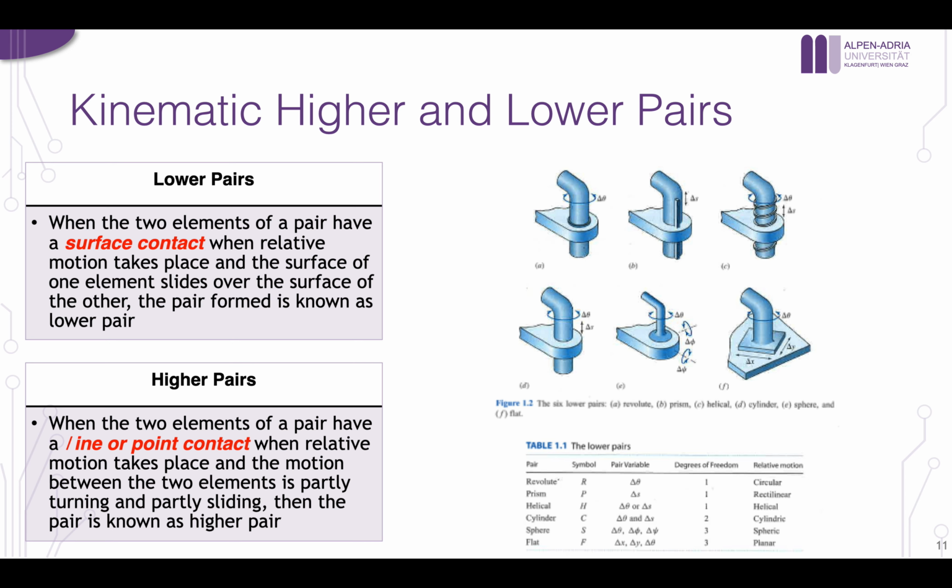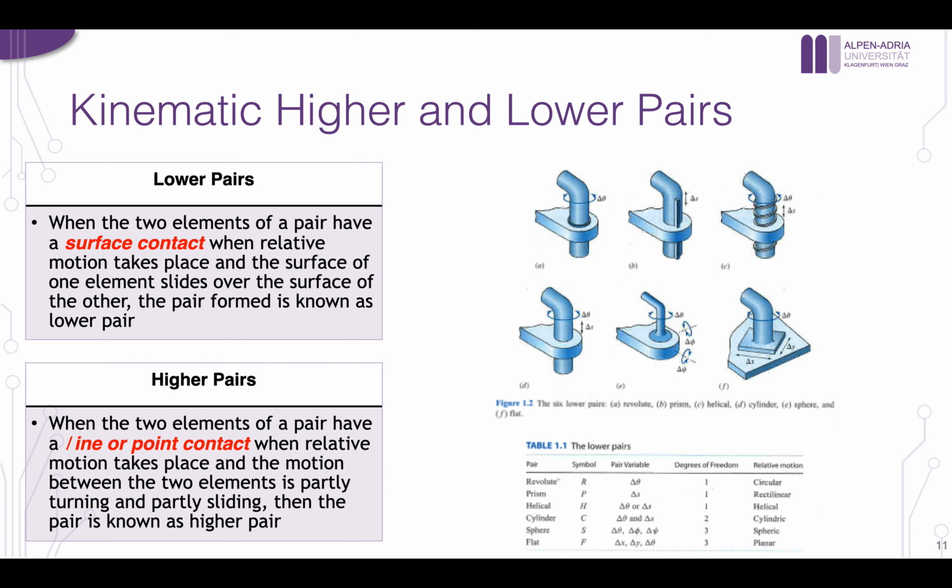Okay, and the motion is circular. Now we have the prism, which is also one variable, and here we have more of a sliding movement. If we look at the figures, here we have A, B, C, D. A is the revolute, it has one rotational variable, and B is the prism, which is like a slider, where one joint slides inside another joint, and there is 1 degree of freedom.